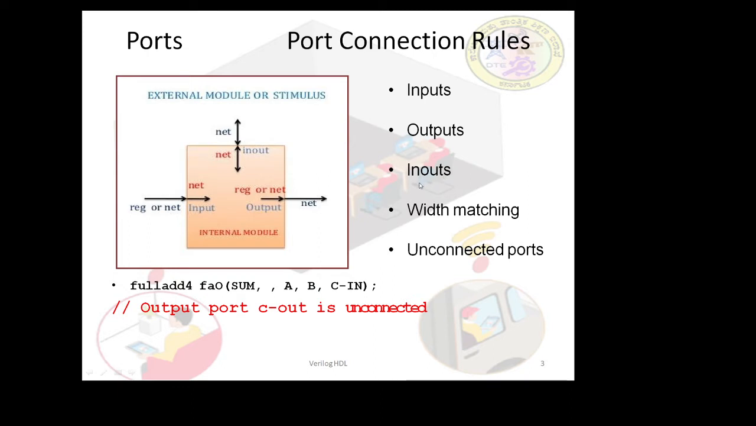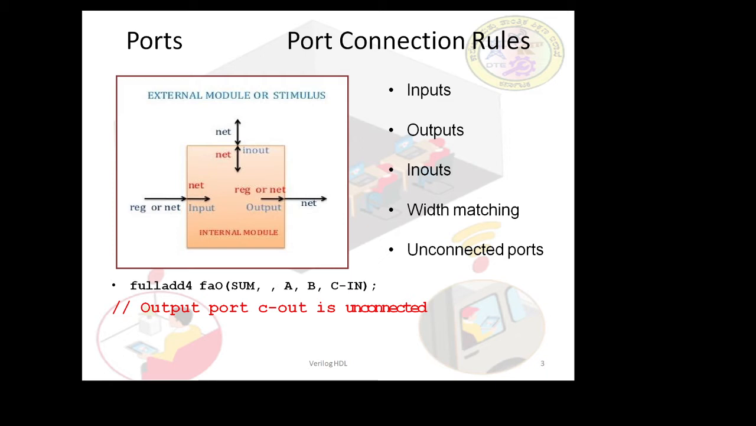Coming on to the in-outs. Internally, in-out ports must always be of type net, and externally in-out ports must always be connected to a net itself. Then we have width matching. It is illegal to connect internal and external ports of different sizes when making internal module port connections. If the width is not matching, then a warning is typically issued that the widths do not match.